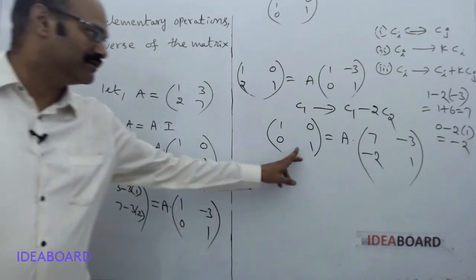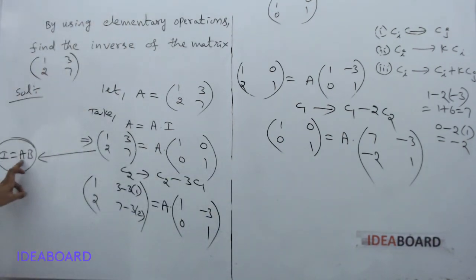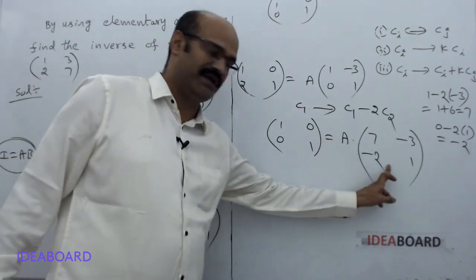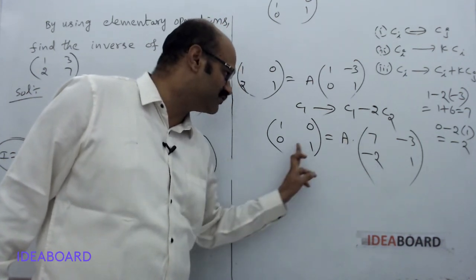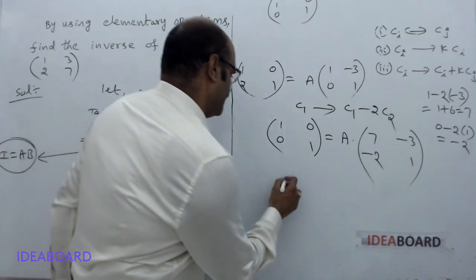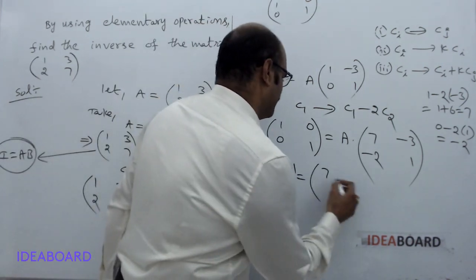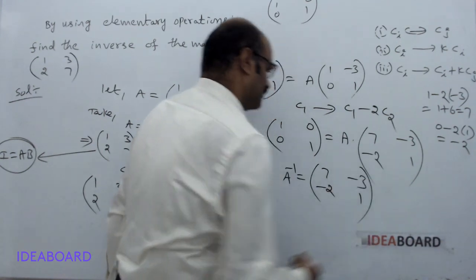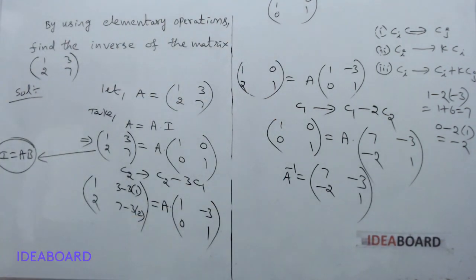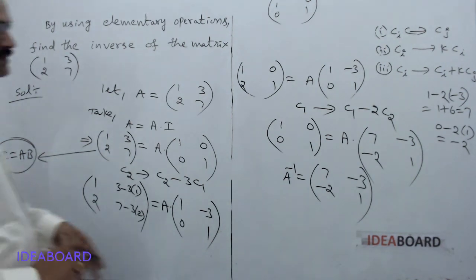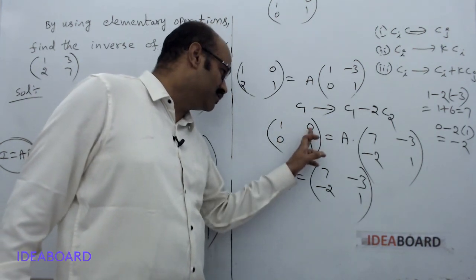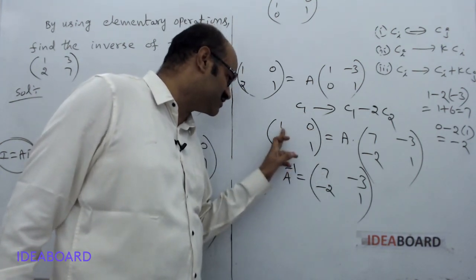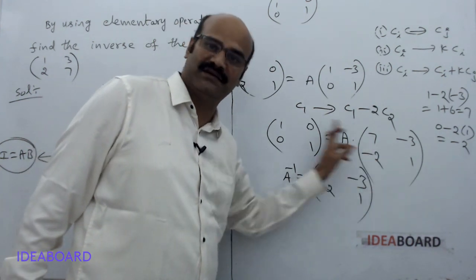Now here we are getting it in the form I equal to A into B. Since we get I equal to A into B, we say that this is said to be the inverse of this matrix, A into A inverse equal to I. Therefore, A inverse equal to 7, minus 3, minus 2, 1. Suppose, as I already told you in the previous problem, when we get 2 zeros in the second column or first column, the inverse of this matrix does not exist.